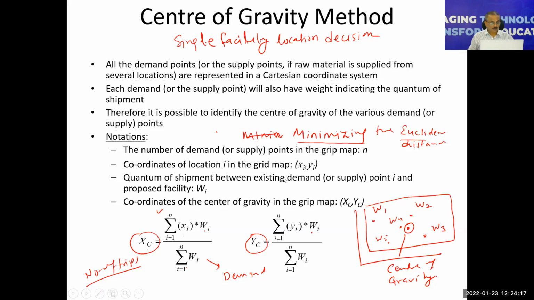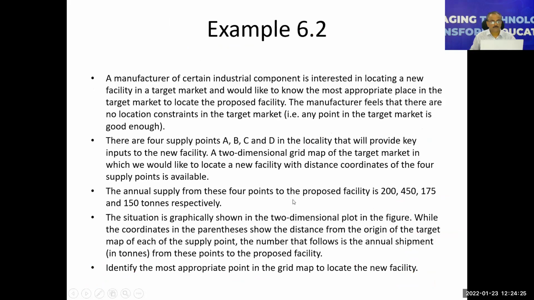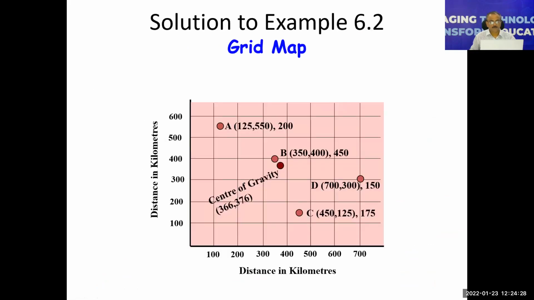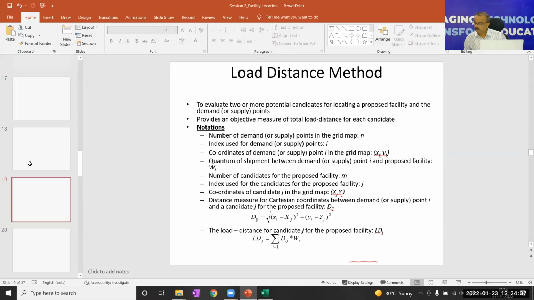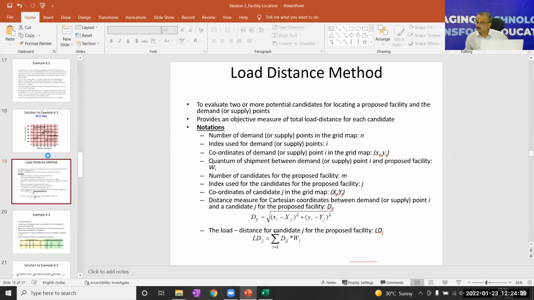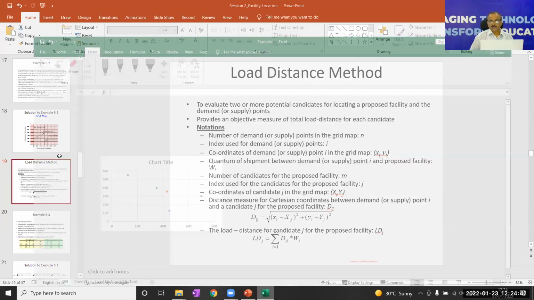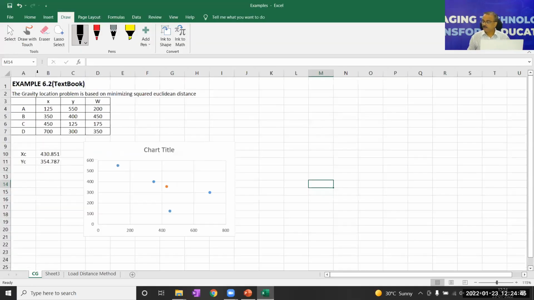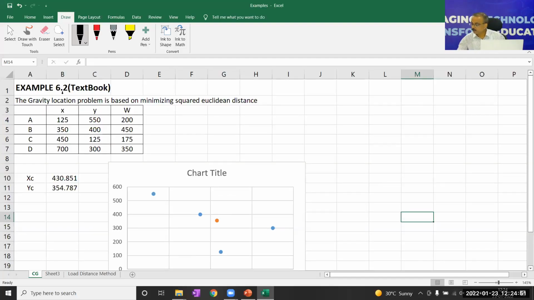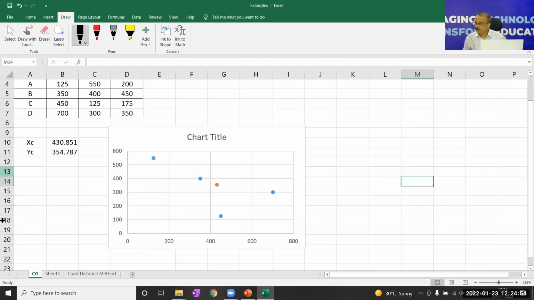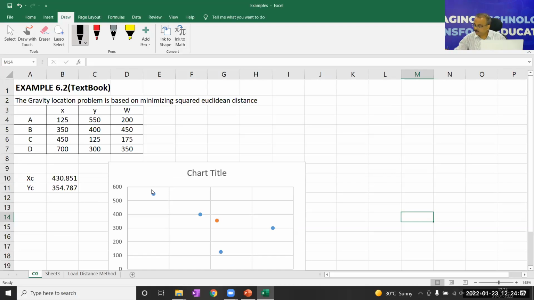Okay, so we'll look at one example, and based on that we can see how to utilize this model. This is the same example that I have considered from the textbook for demonstrating how we can establish the coordinates of the center of gravity. So for example, there are 4 warehouses, let's say A, B, C, D.